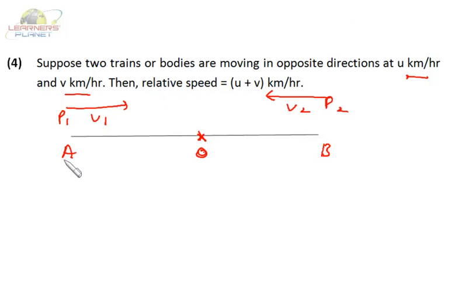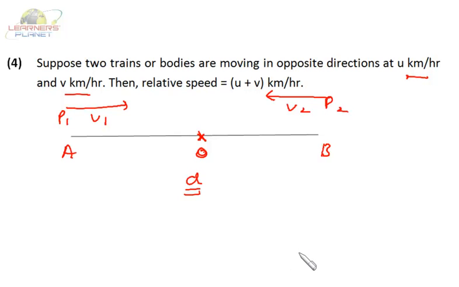And the total distance between A and B is, suppose, D. Now let's assume both of them are meeting after T hours. Speed of P1 is V1 kilometer per hour, speed of P2 is V2 kilometer per hour, and the distance between these 2 points is D kilometer, and they are meeting after T hours.